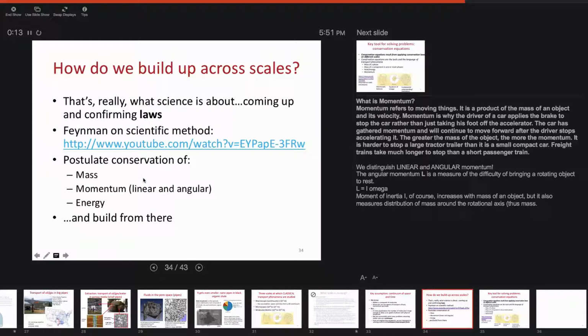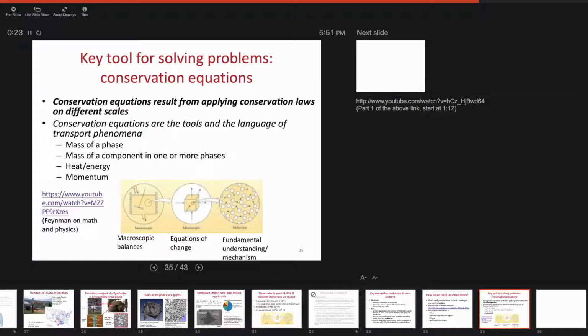So we're going to assume mass, momentum, and energy conservation. And that's basically a postulate, and you build from there. It's these conservation equations. They result from applying conservation laws on small scale, and those are the ones that we're ultimately solving.